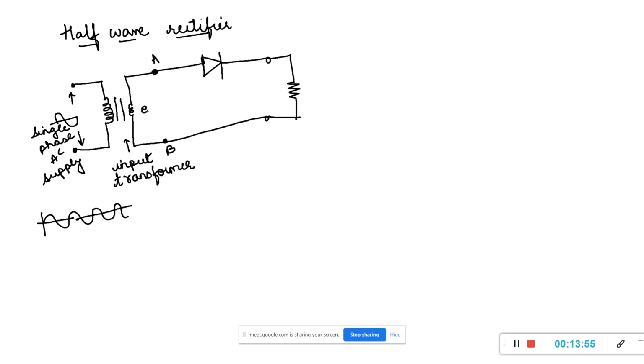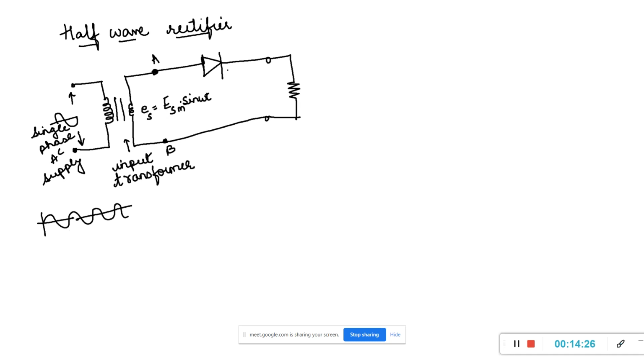Next, ES is equal to, what is the secondary voltage? ES is equal to capital ESM into sin omega t. Always when there is a transformer, we have such equations representing ES, the secondary voltage. It is a sine wave, you can see sin omega t. So ES equals ESM sin omega t.